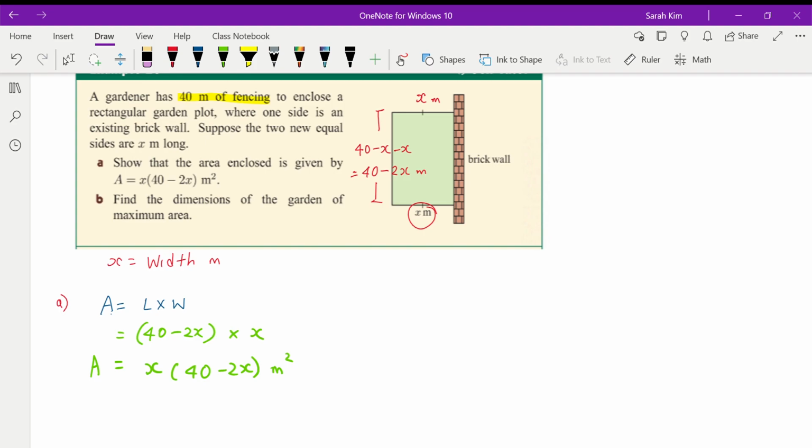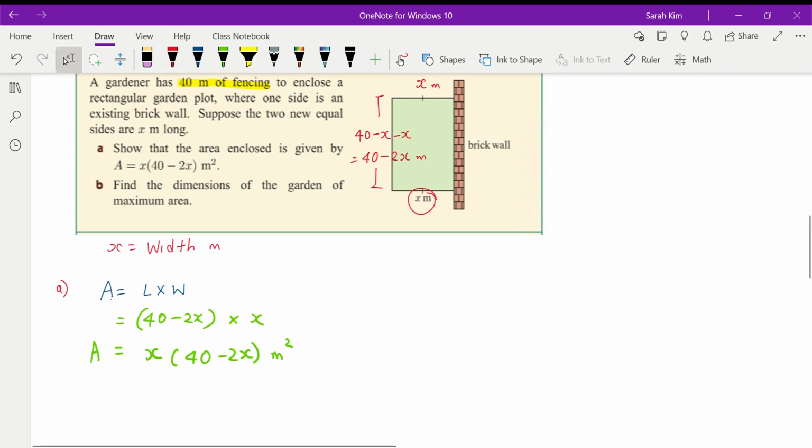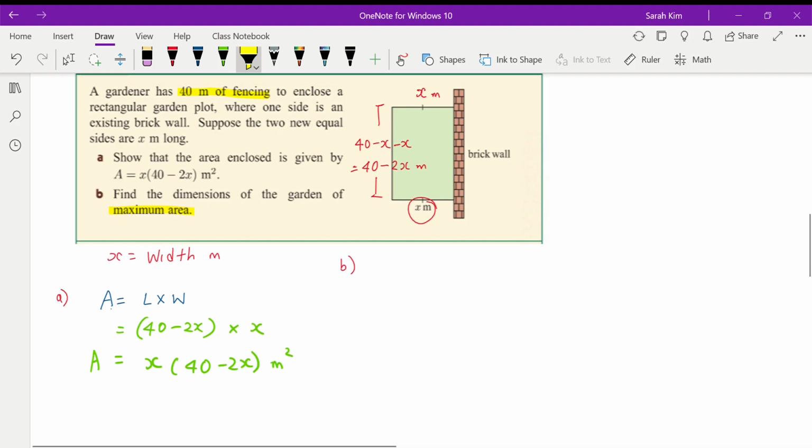Now this meters squared is just the units. If you haven't really thought about it, that's just what it is. It's not a part of the equation, as in the variables. It's just the units of this area. Okay, so now I'll have a look at B. Find the dimensions of the garden with the maximum area. They obviously want to optimize the solution and have maximum area because they want to be able to use as much area for the garden bed, garden plot. So they want to maximize the area.